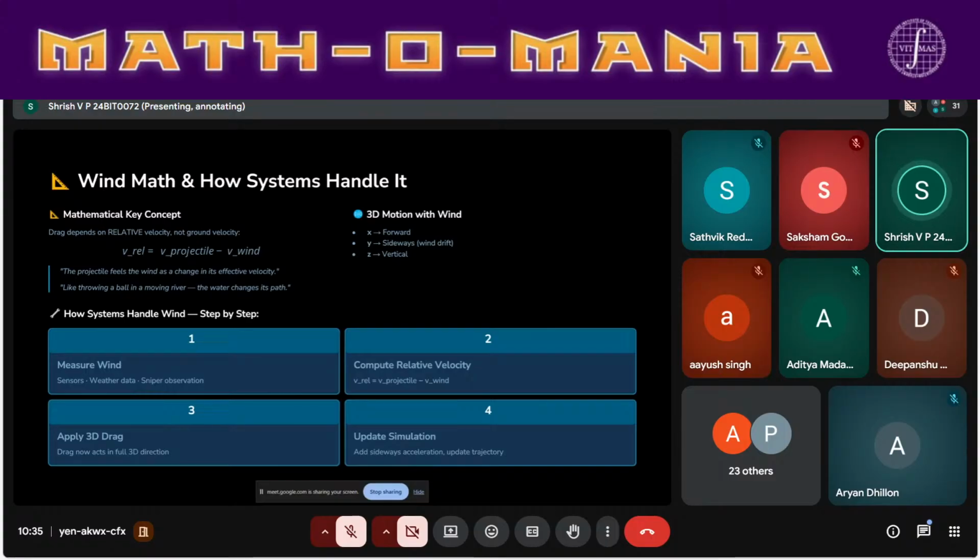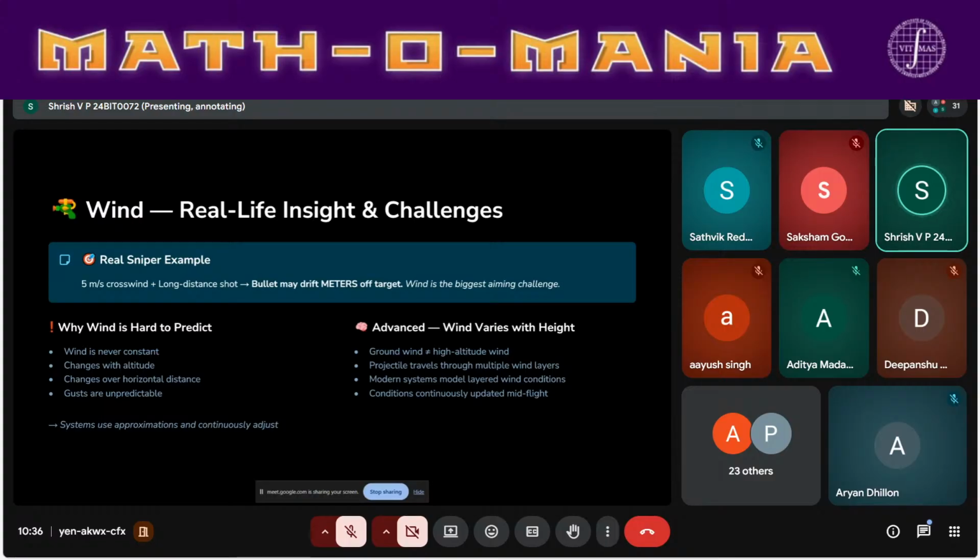And then the next step is that they update the simulation. Now all these are calculated and fed as input to the system. So this is fed into the simulation loop. So at each time step, forces are updated, velocity is updated, and position is updated as we have seen before. And this continues throughout the flight.